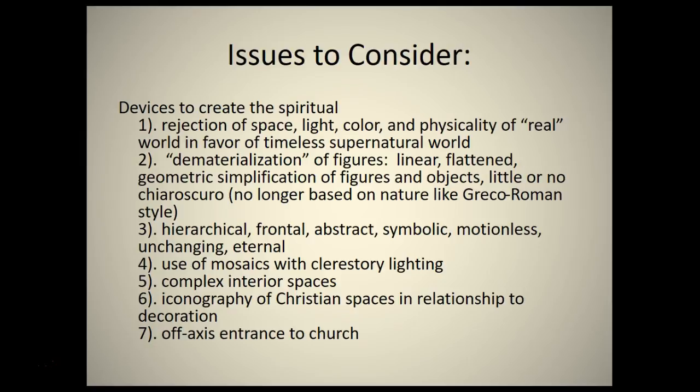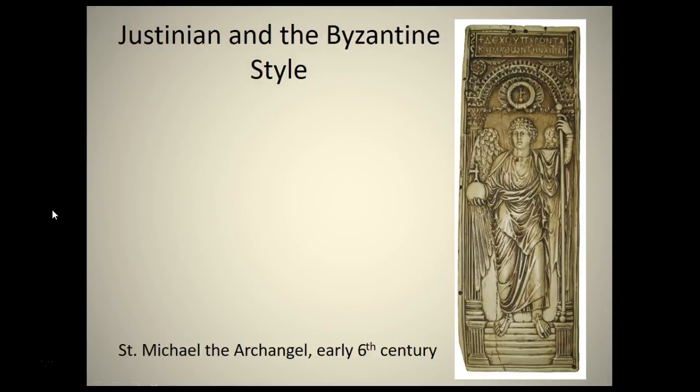We'll definitely see, in terms of the decorative program inside church architecture, the use of mosaics and clerestory lighting. The combination of those two really serves to dematerialize the interior architectural spaces of a lot of these Christian churches. And then the iconography of Christian spaces in relationship to decoration. And then we're going to look at the off-axis entrance to a church, or the central church plan as well.